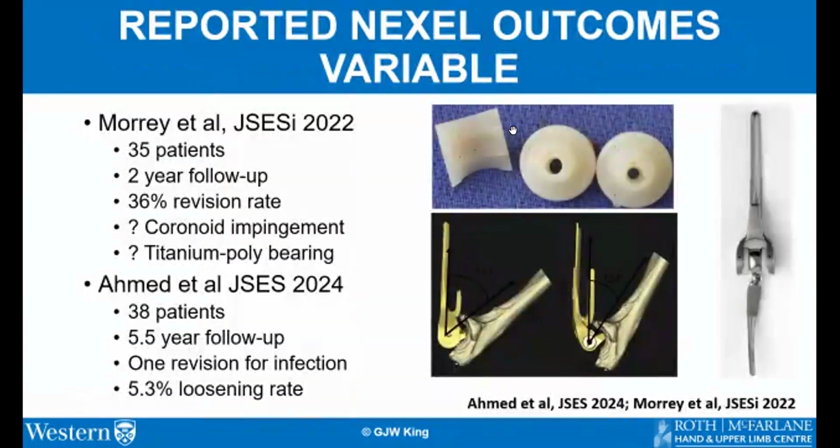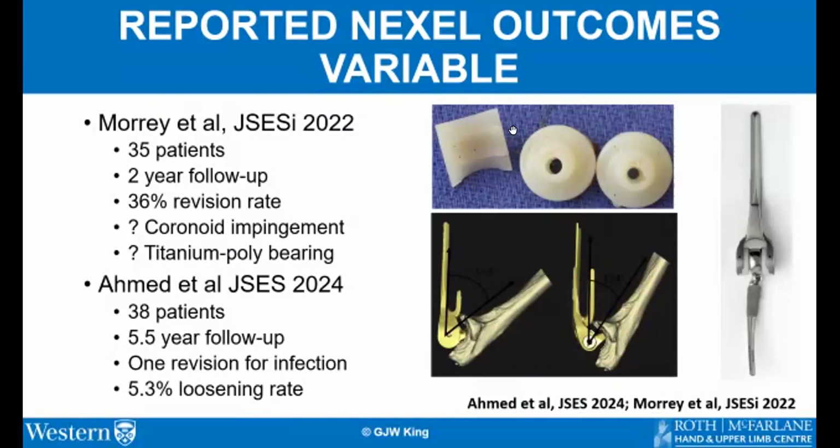There have been variable reports of the outcome of the Nexel total elbow. You can see here that in Morrey's series from Mayo published in 2022, they had a 36% revision rate at 2 years. However, more recent data is much more positive. Ahmad reported 38 patients with only a 5.3% loosening rate and the need for only 1 revision.